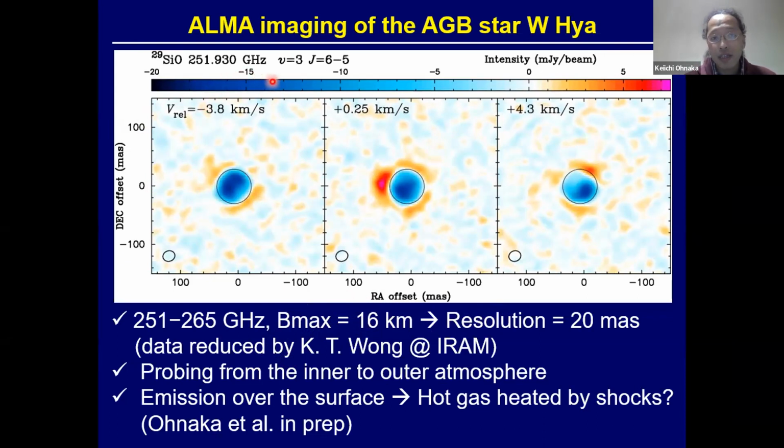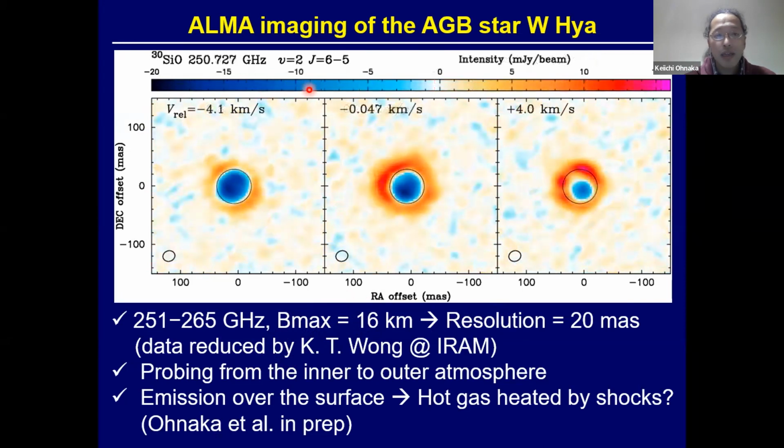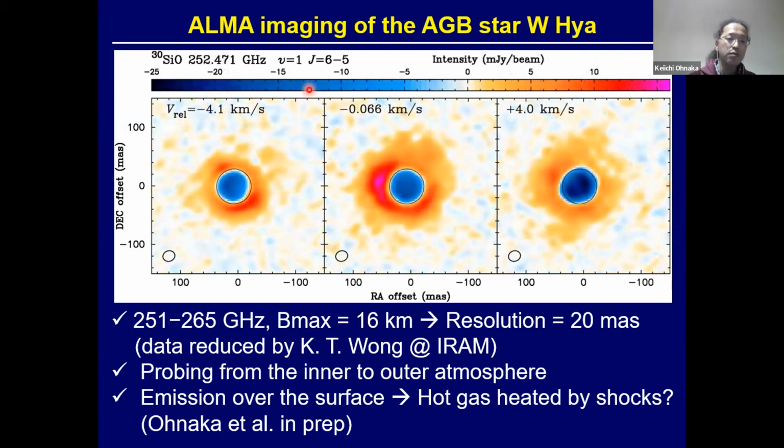And at this SiO line, we can probe the layers quite close to the star. And this one a little farther out. And with this one, we can see very complex structures. Like here, we see some plume, and also there is a tail here. And you can see that, by the way, these are the continuum-subtracted images, and over the stellar disk, you can see inhomogeneous absorption.